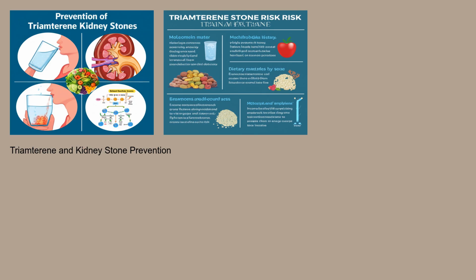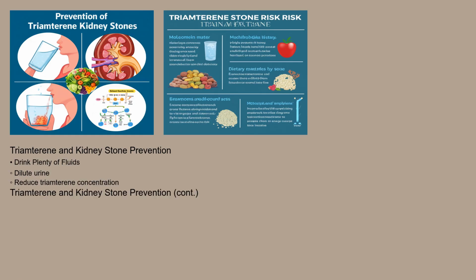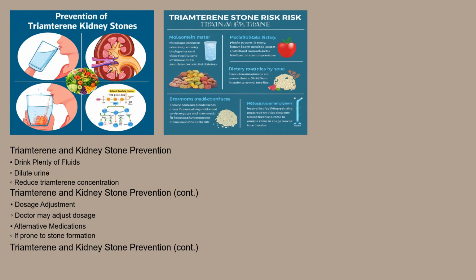Prevention is key. If you're taking Triamterene, it's crucial to drink plenty of fluids throughout the day to dilute your urine and reduce the concentration of Triamterene. Your doctor may also adjust your dosage of Triamterene or consider alternative medications if you're prone to stone formation. Maintaining a healthy diet and addressing any underlying metabolic disorders can also help.